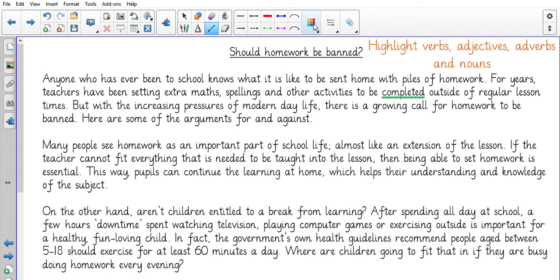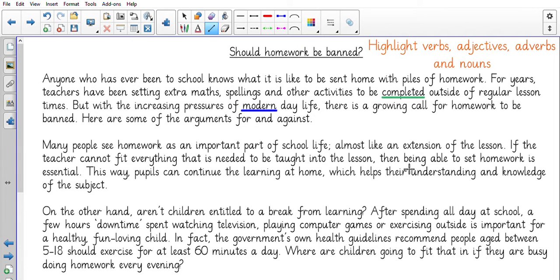Adjectives are describing words. So let's have a look for a describing word. Oh, I can't find one. I'm sure you found one quicker than I have. Oh, there we go, modern. Modern day life is describing modern. And adverbs, remember they usually end in ly, but not always. Let's see if we can spot it.